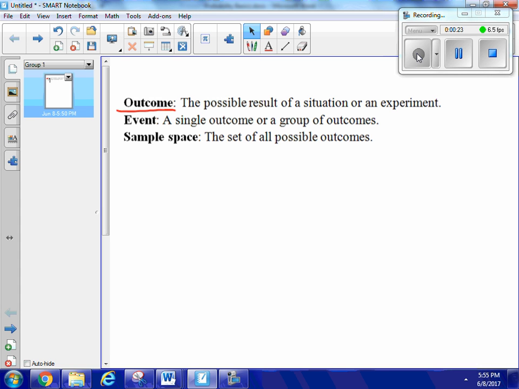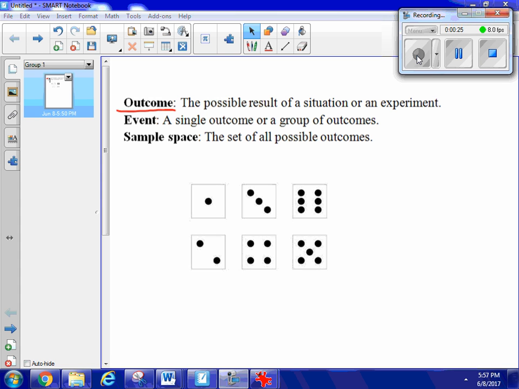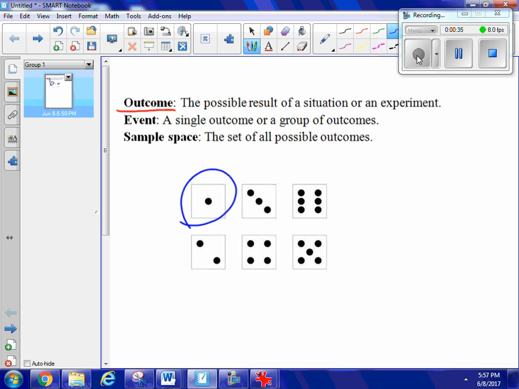So for example, let's say I had a six-sided die, a little dice I'm going to roll, and I'm going to roll it one time, and I roll a 1. Well, that's my outcome. My outcome is a 1. Let's say that I'm not planning on rolling it once, but my plan is to roll it twice, and I come up with a 1 and a 4.